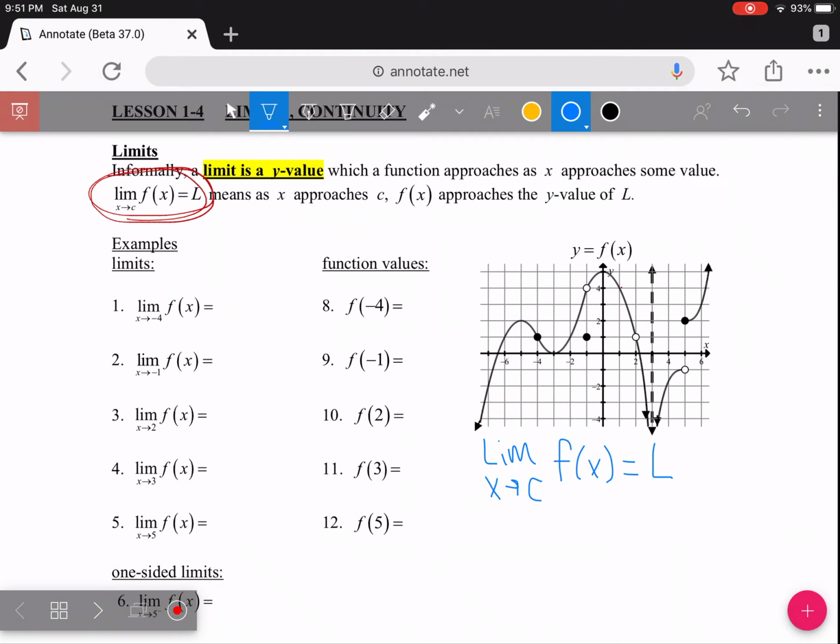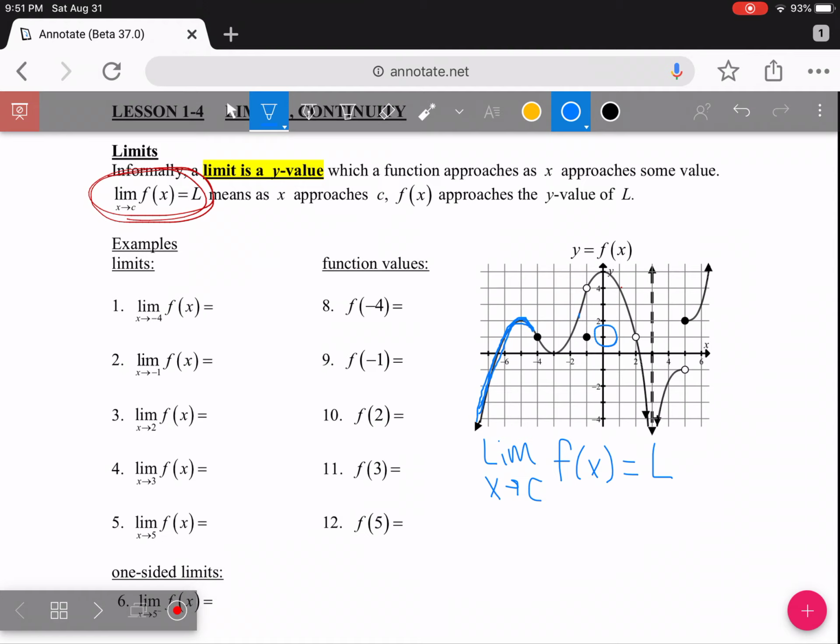So basically what this is saying is if I am walking on this function, right, and I can't leave this function and I'm just walking on the function, when I get really close to x equals -4, where am I actually at on the function, okay? So it says as I'm walking along this function and I get really close to -4, where am I actually at? Well, I'm almost to y equals 1, right? I'm almost there. If I get really, really, really close to -4, I'm almost to y equals 1.